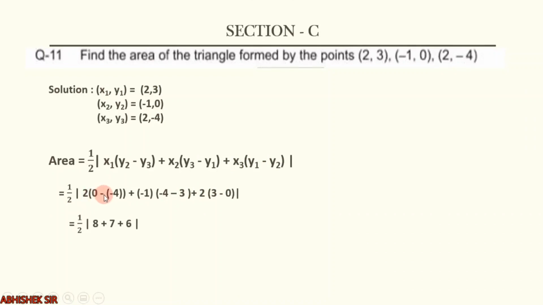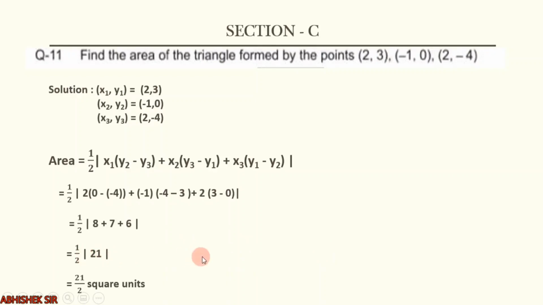So if you see, we have solved 0 minus minus 4 is plus 4, plus 4 2s are 8. Here minus 4 minus 3 is minus 7, minus 7 into minus 1, that is plus 7. Here 2 into 3 minus 0 is 6. So solving everything inside the mode or bracket is 8 plus 7 plus 6, that is 21. 21 into 1 by 2, that will give us 21/2 square units.